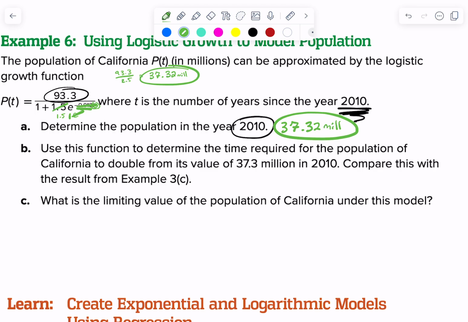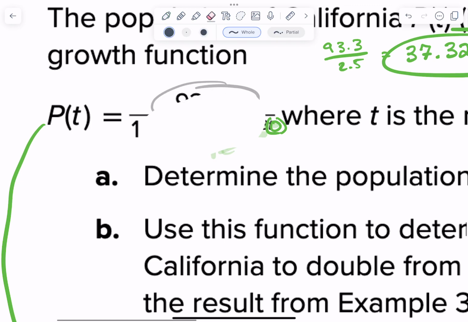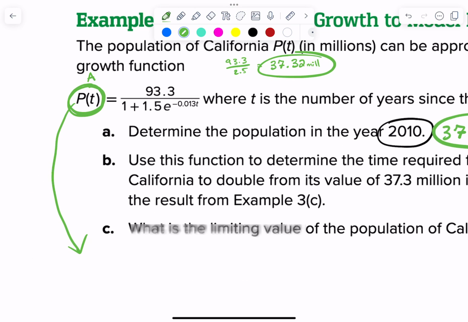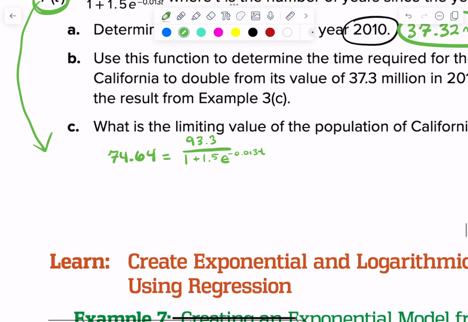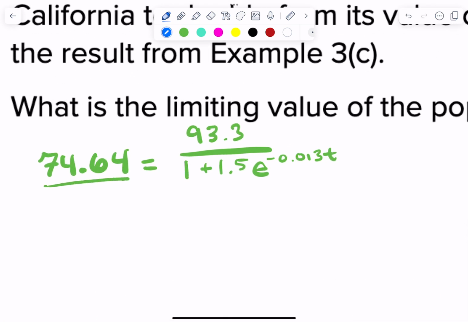Use this function to determine the time required for the population of California to double from this value, and compare this with the result from example 3C. I want it to double. So here's my function. I don't have my initial in there, but we can set it equal to 74.64, the after amount, which is 37.32 plus 37.32. So 93.3 over 1 plus 1.5 e to the negative 0.013t equals 74.64. There's my formula. I just plugged in this number, 74 million.